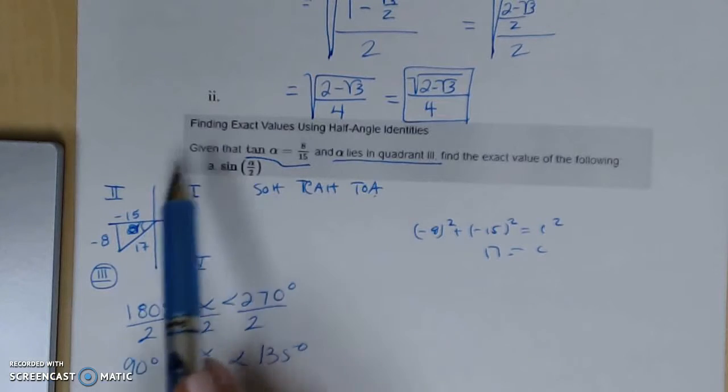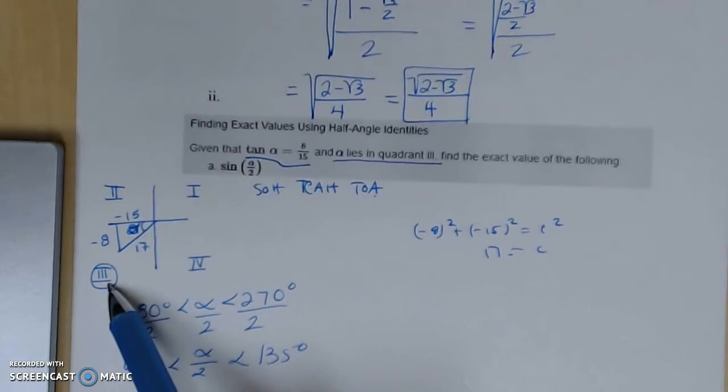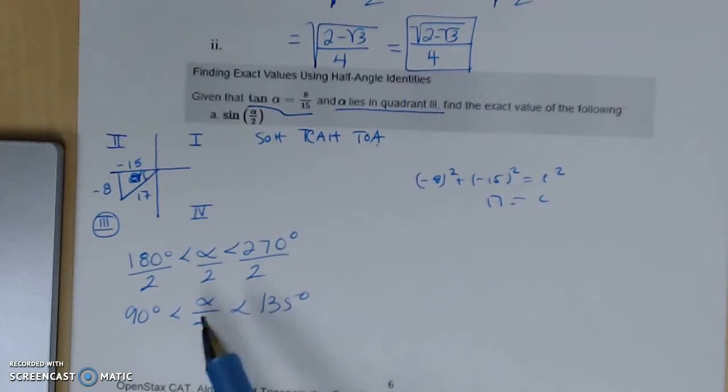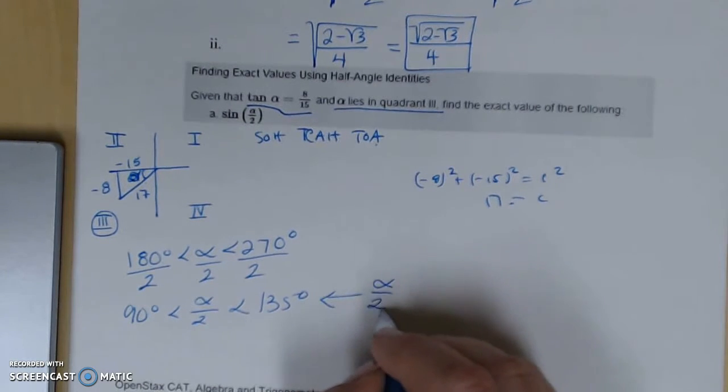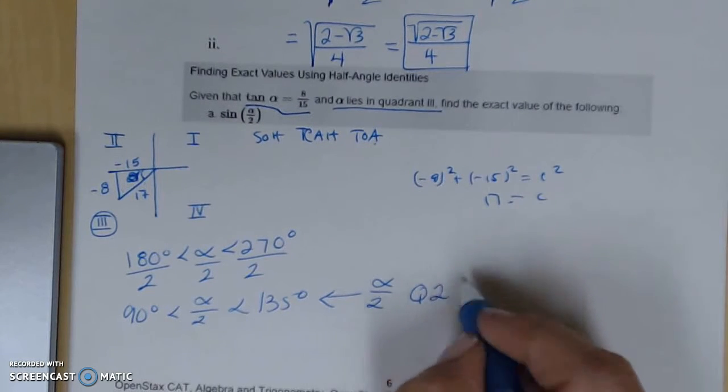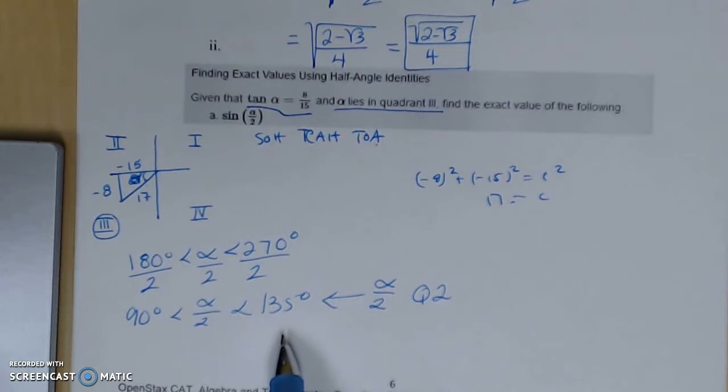So although the information they gave me put me in quadrant 3, when I begin to look at the half angle, alpha over 2, my angle is going to fall between 90 and 135, so it's going to lie in a different quadrant. So let's keep that in mind, that alpha over 2 is actually going to be in quadrant 2 because it's between 90 and 135, and we're going to need to use that information.